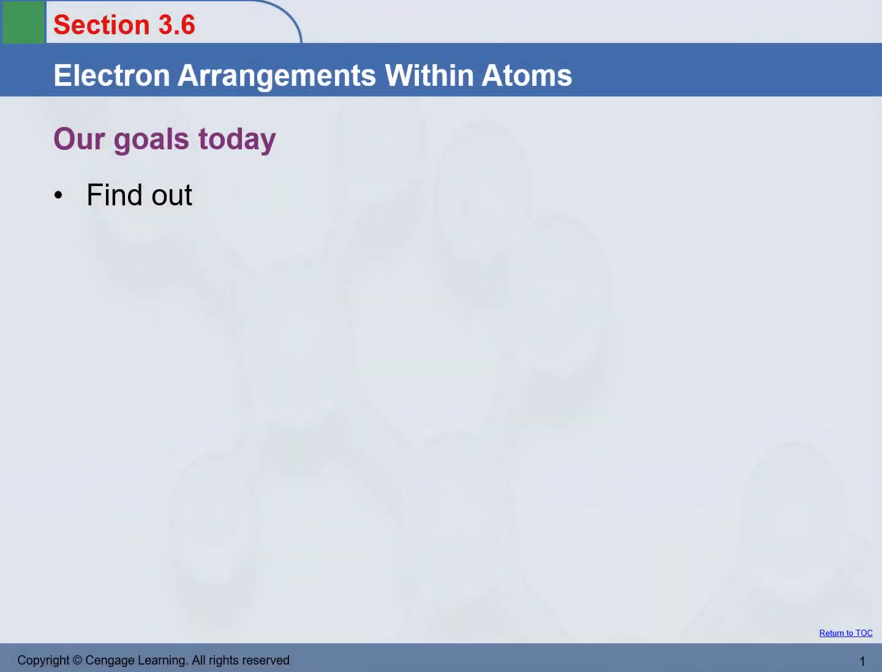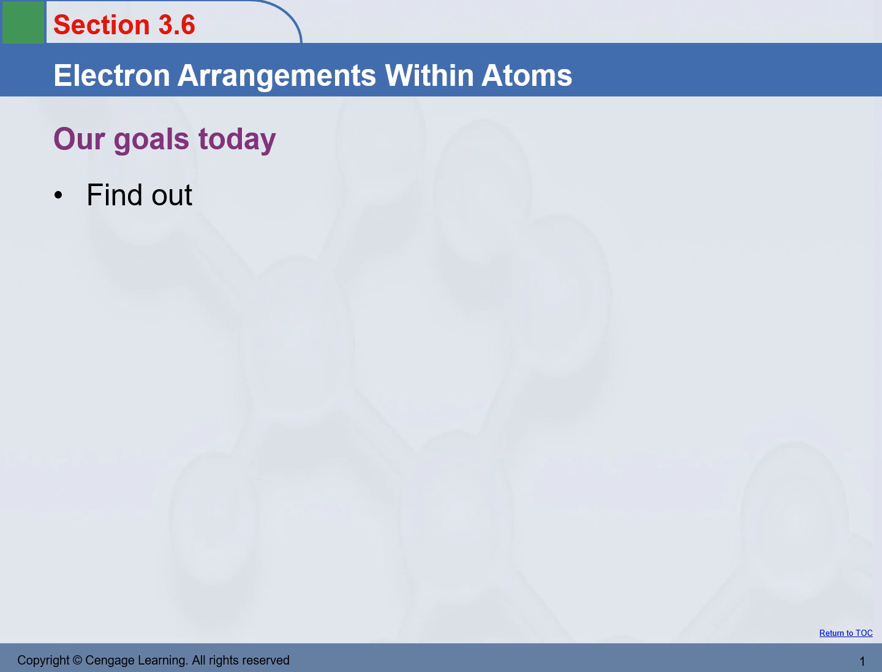Electron arrangements within atoms. In the past episodes, there were a few times that I kept mentioning electrons. I kept telling everyone, remember, electrons are troublemakers. Electrons decide the chemical behavior of atoms. Now, finally, we're here. We're going to look at the electrons inside atoms.